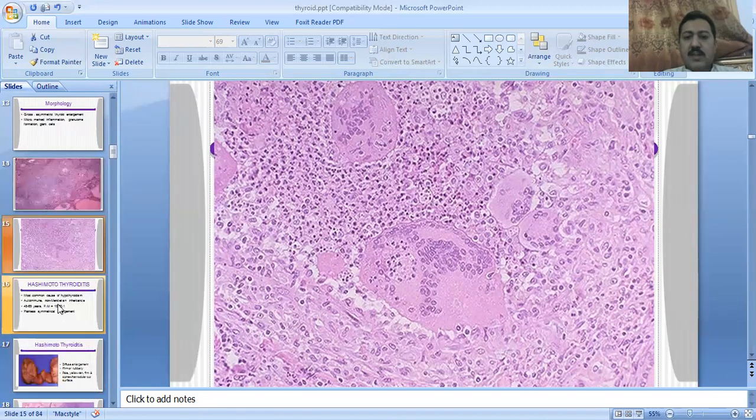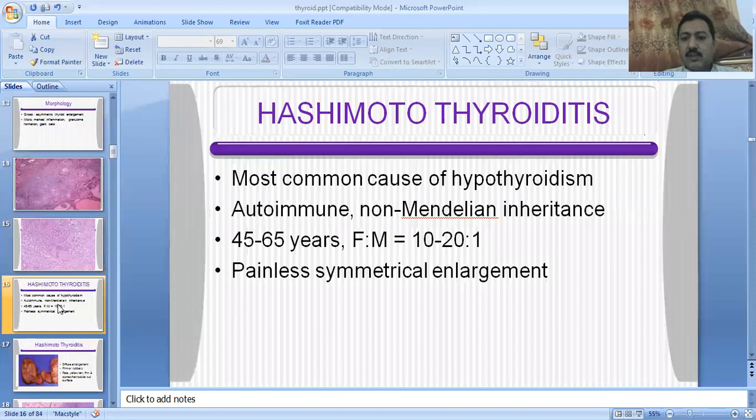Now the second one is Hashimoto thyroiditis. This is also called autoimmune thyroiditis and lymphocytic thyroiditis. This one is the most common cause of hypothyroidism. In the initial cases of autoimmune thyroiditis or Hashimoto thyroiditis, there will be a hyperthyroid phase, and then with the passage of time, Hashimoto thyroiditis will turn into hypothyroidism.